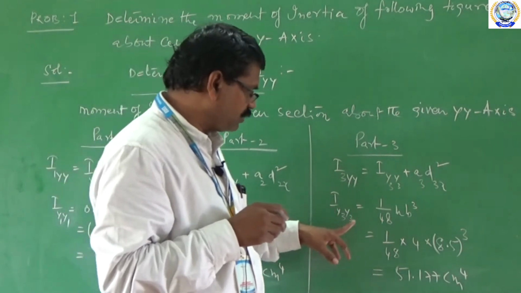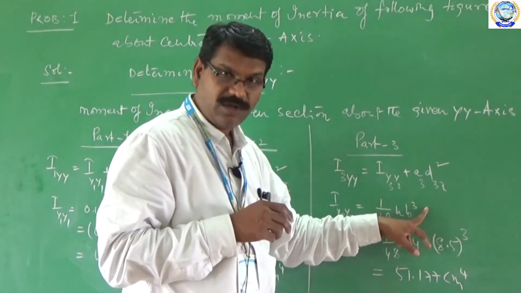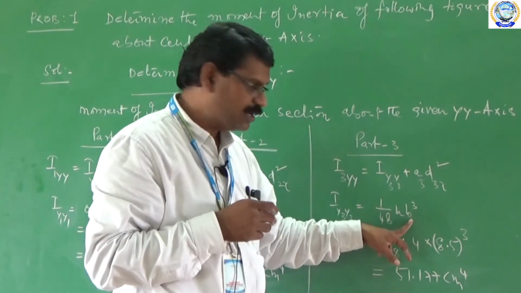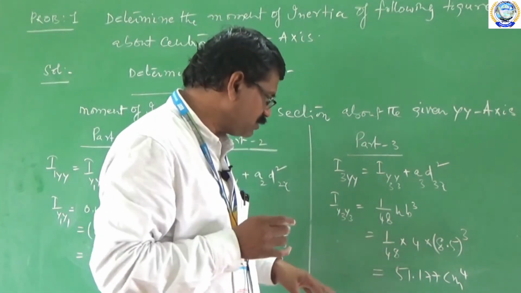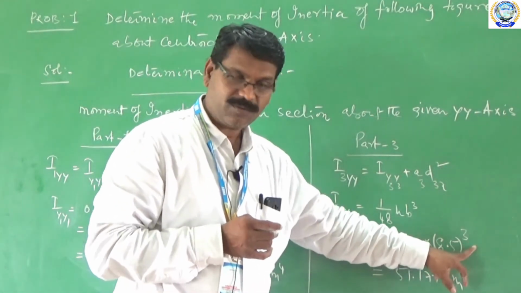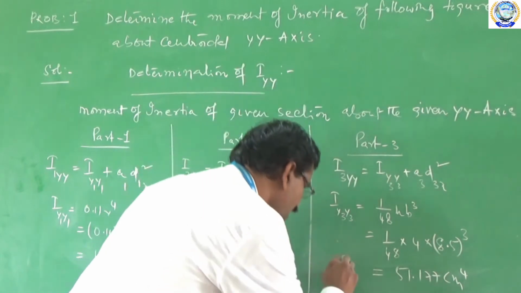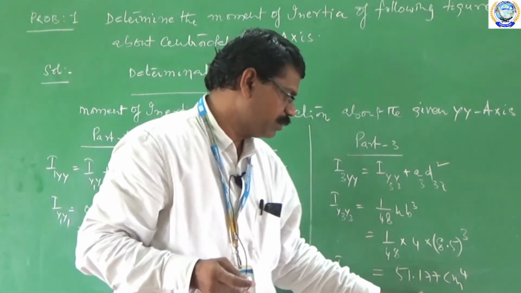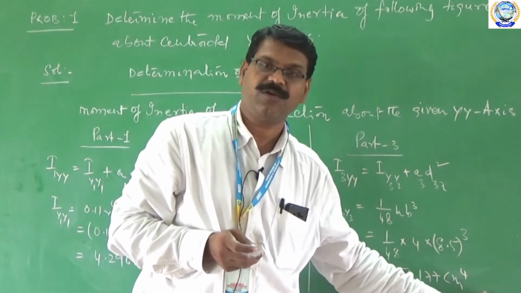Therefore, Iy3y3 is equal to 1 by 48 h b cube. Bring the value of the height of the triangle and the breadth of the base of the triangle, and substitute these respective values. We will get 1 by 48 into 4 into 8.5 whole cube. And after simplifying this, we will get Iy3 is equal to 51.177 centimeter to the power of 4.